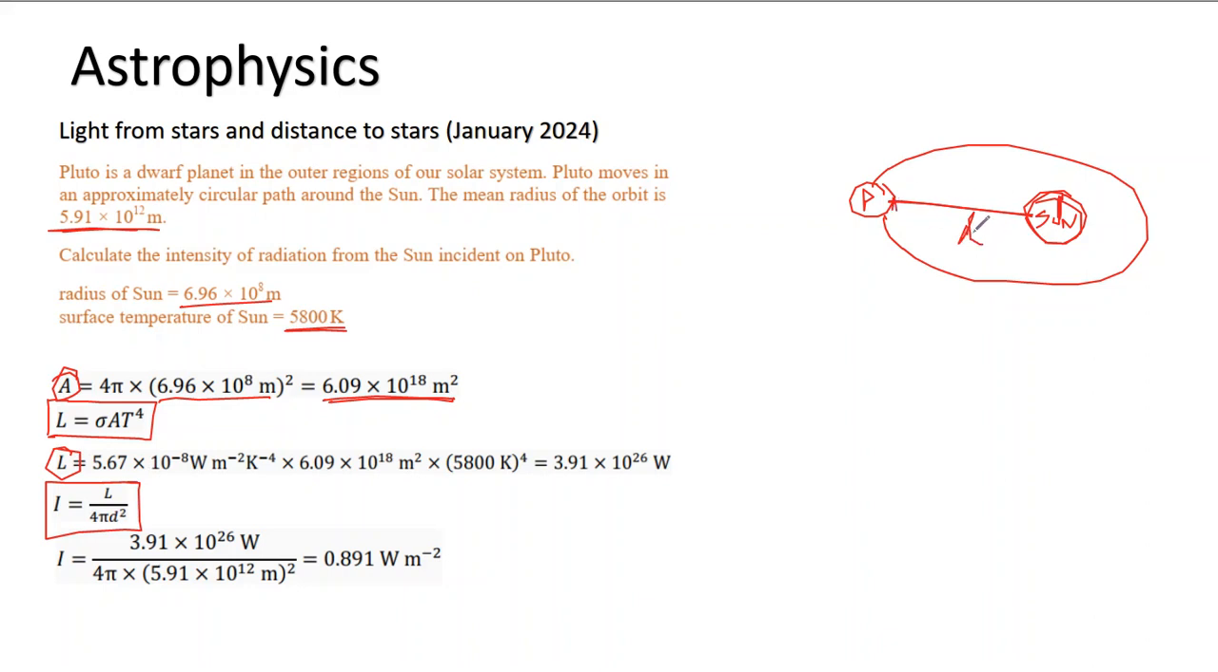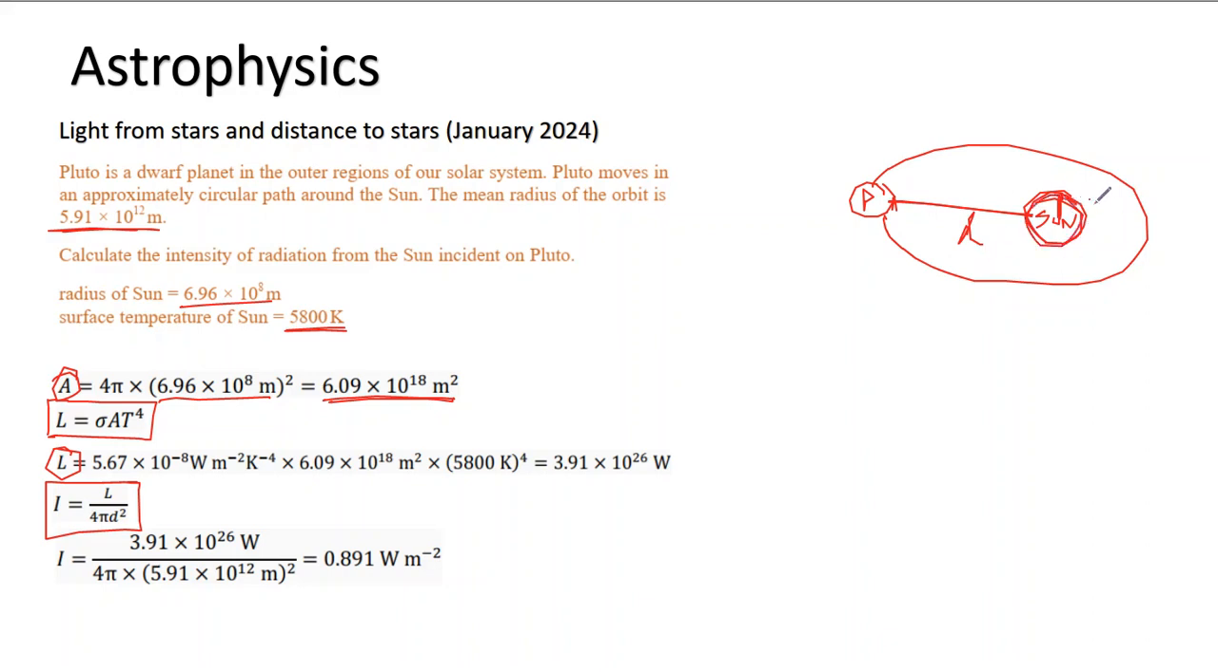Intensity depends on the distance and luminosity depends on the radius. So a lot of times you'll see this d and r used interchangeably. Bear in mind, when it comes to intensity, it is the distance, and when it comes to luminosity, it is the radius of the luminous body.